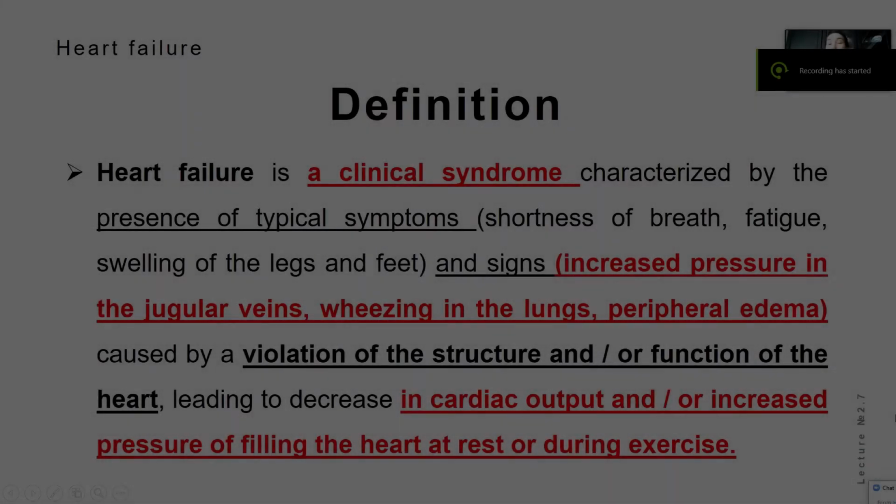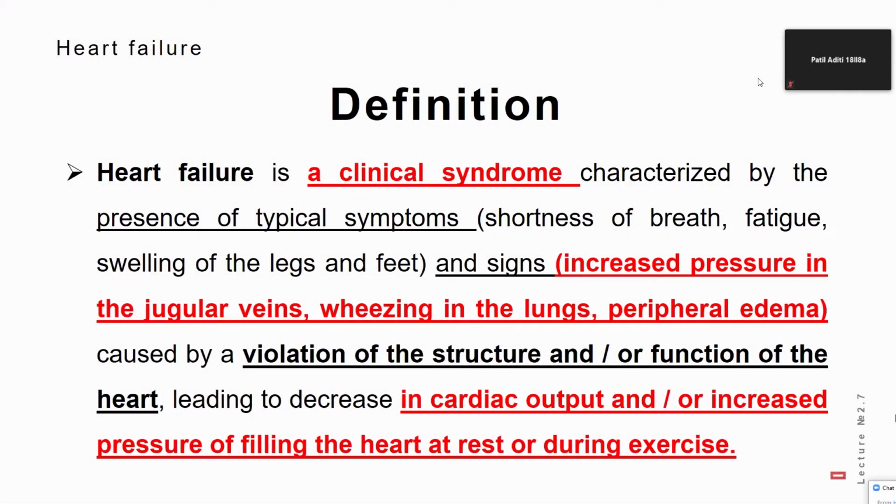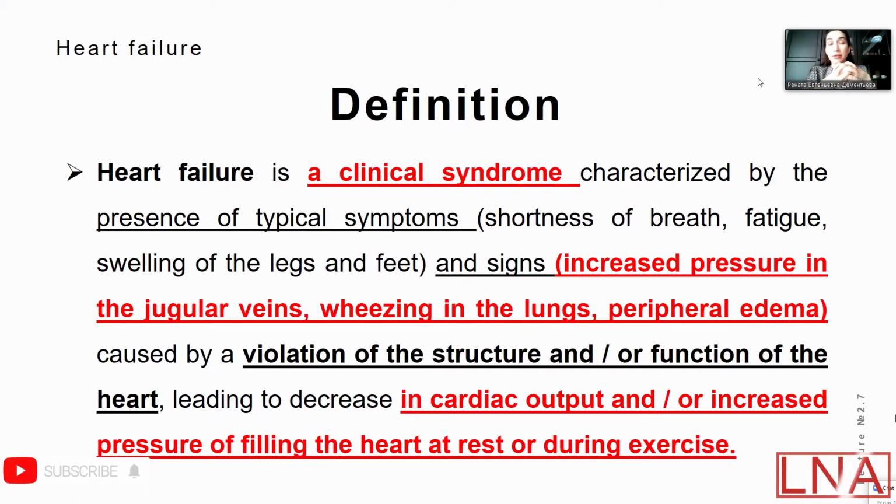Chronic heart failure, or heart failure, is a clinical syndrome usually characterized by the presence of typical symptoms, like shortness of breath, dyspnea, general fatigue, swelling of the legs and edema of the feet. And some signs: increased pressure in the jugular veins during physical examination, wheezing in the lungs, and peripheral edema.